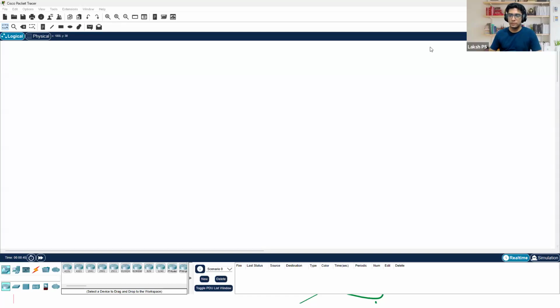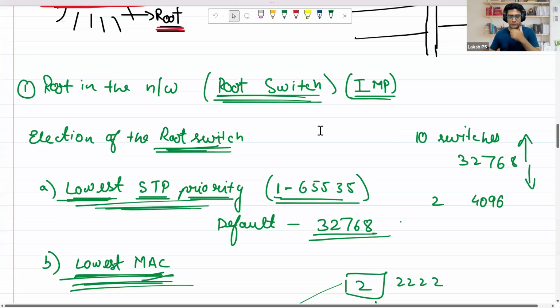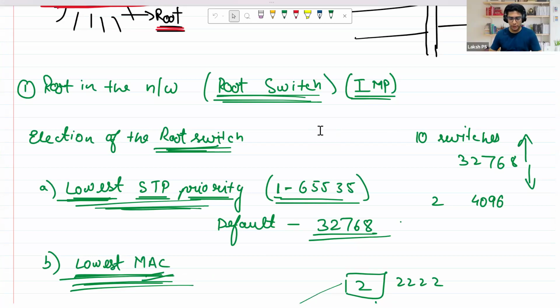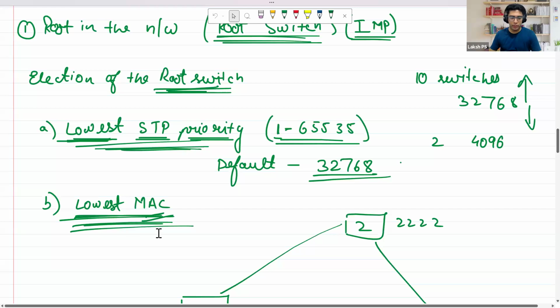Okay. So in yesterday's class, we looked at how a root switch is elected in a network of layer 2 switches, right? To elect a root switch, there is an election criteria that takes place between the switches. And that criteria is whichever switch has the lowest spanning tree priority takes over the role of root switch. And if the priority is a tie, then whichever switch has a lower MAC address takes over the role of root.